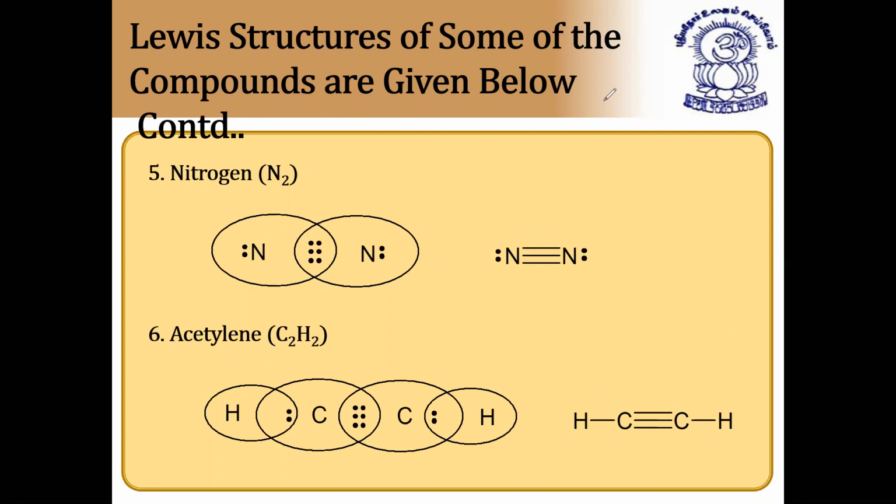So whenever it shares 1 electron, it is a single covalent bond, 2 electrons, a double covalent bond, 3 electrons, a triple covalent bond. So with these examples, it is clear. So these are Lewis structures of some of the covalent compounds.